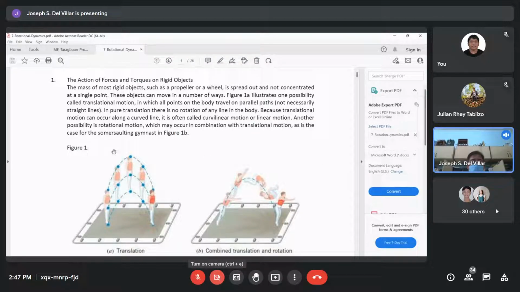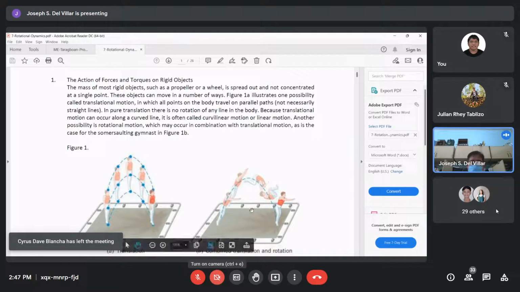Now, another possibility is rotational motion, which may occur in combination with translational motion, as in the case for the somersaulting gymnast. Ito, no? Yan. So, may rotational dyan.